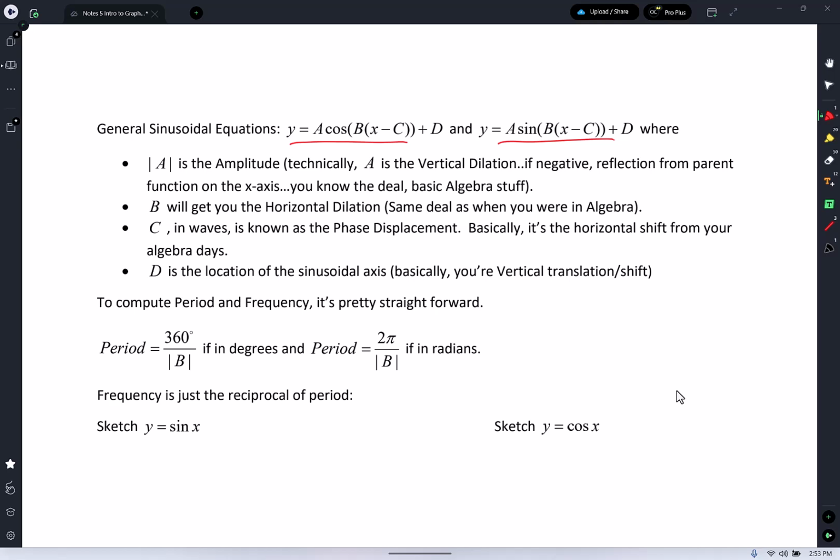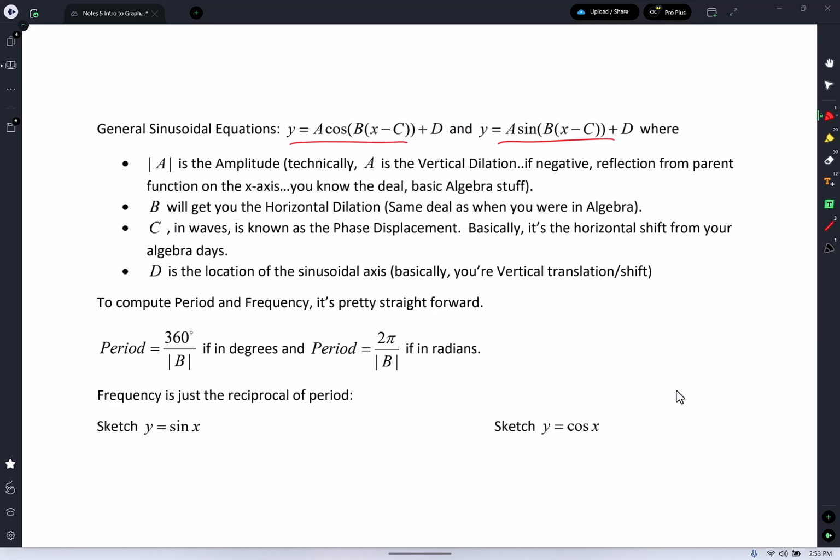Where the A stands for amplitude, technically A is the vertical dilation. If negative, reflection from parent function on the x-axis. You know the deal, basic algebra stuff. That's why we put absolute value in there. B will get you the horizontal dilation, same deal as when you were in algebra.